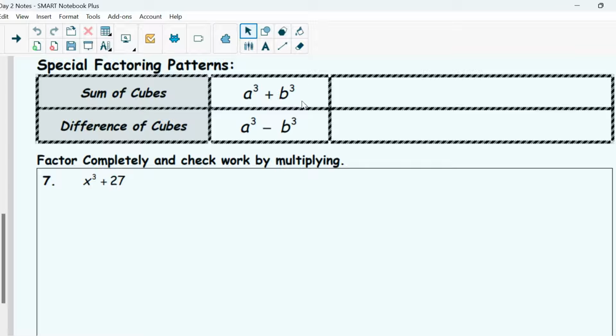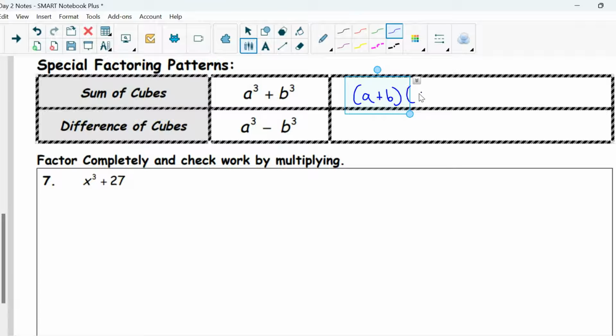So when we have the sum of cubes, we can factor that as a plus b times a squared minus ab plus b squared. Okay? And for difference of cubes, we have a minus b times a squared plus ab plus b squared.